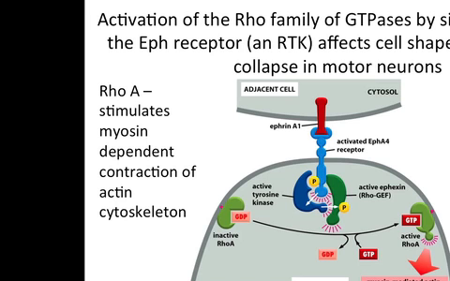When you get signaling from a receptor on an adjacent cell, it's basically saying, no, don't come here. You get activation of basically a Rho GAP, and that's going to activate Rho, and then you're going to get formation of these stress fibers and contractile actin. So then the whole cell is going to contract and not grow. Okay. So RhoA stimulates myosin-dependent contraction of the actin cytoskeleton.